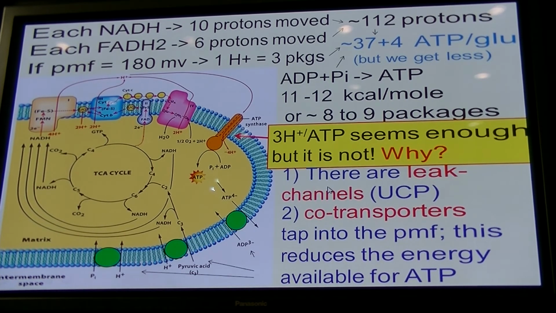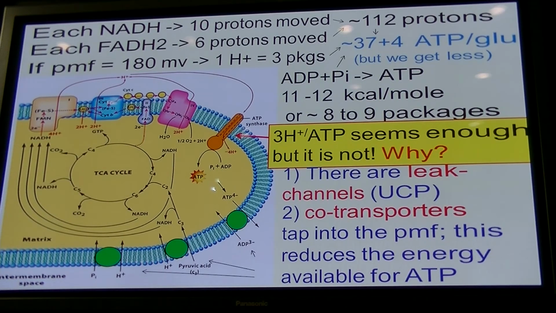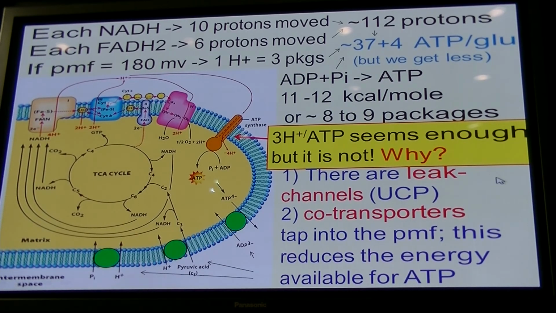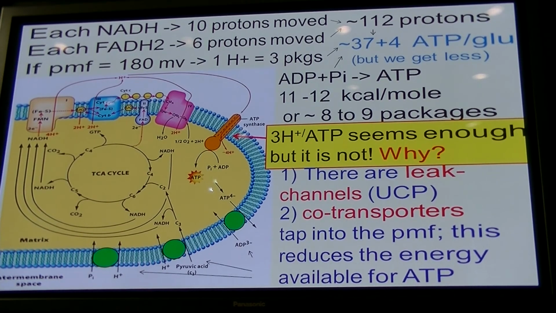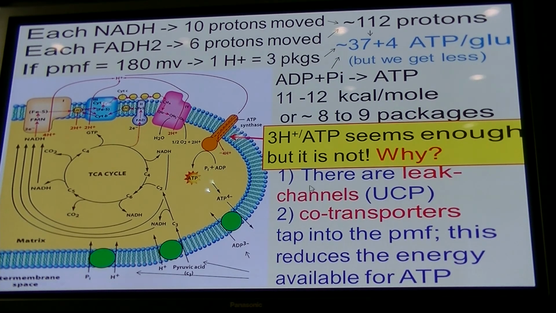There are a couple of reasons, and 2 are on here. The first one is that the ATP synthase might actually need more than 3 protons, it just might need 4. But in addition, there are some leak channels in the mitochondria, and these have a name. They're called uncoupling proteins. What is their function? If we have channels in the membrane and we lose our potential energy there and we generate more heat, what is the function of that?